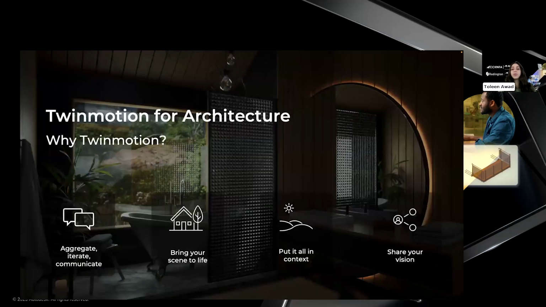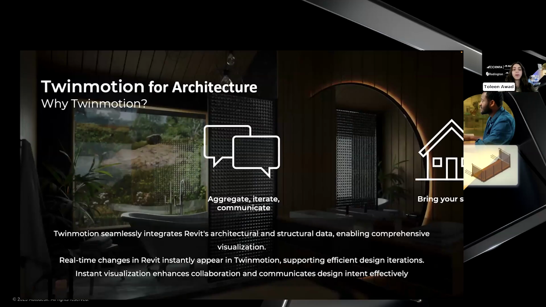Now, before we show you how we use Twinmotion, let's tell you why to use Twinmotion. Twinmotion will allow you to aggregate, iterate, communicate. It will allow you to bring your scene to life. You can put it all in context. You can share your vision with multiple stakeholders. So if we go next, what do we mean by aggregate, iterate, and communicate?